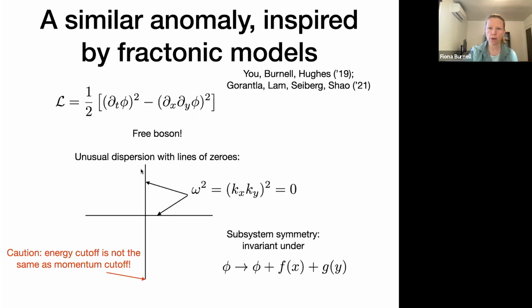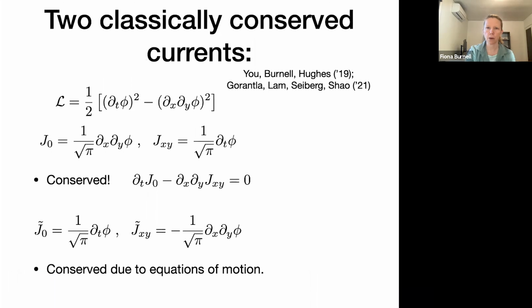Now a funny thing about this model, which is going to play in when we start trying to make a connection to 3D bulks, is that, unlike what we're used to thinking, clearly here an energy cutoff is not the same as a momentum cutoff, because we have these lines of low energy out to arbitrarily large momenta. And so that changes a lot of what our intuition might be, at least when we apply a continuum field theory perspective. So like I said, it's a Lagrangian for a free bosonic field with subsystem symmetry.